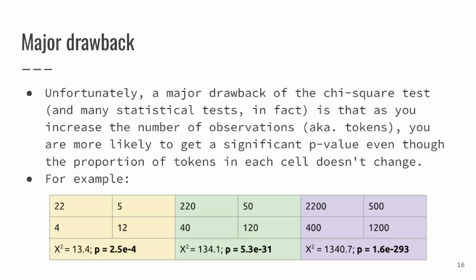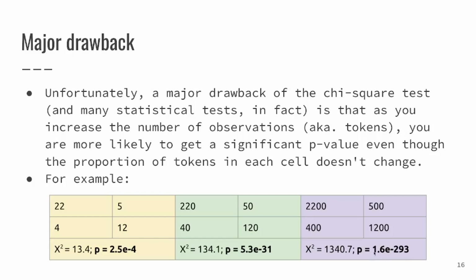And if we were to have even more data points, on the bottom right of this slide we have a purple table, and I've increased the number of tokens by a factor of 10 again. So we have 2,200 in the top left cell and 400 in that cell, etc. You can see the chi-square value also went up by another factor of 10. So it's 1,340. It simply goes up by a factor of 10 for each of these tables, from this one to this one to this one. But the p-value jumps way down.